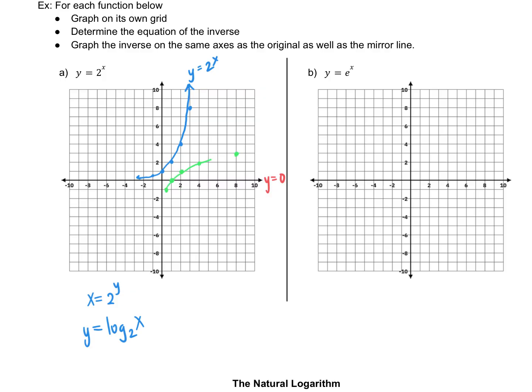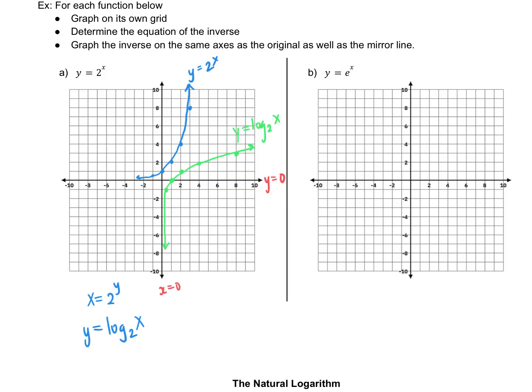Here we are. And the exponential had a horizontal asymptote. This logarithm has a vertical one at x equals 0. And there we are. Now we're going to do the same thing and see what does e to the power of x look like and what does its inverse look like and what's the equation.